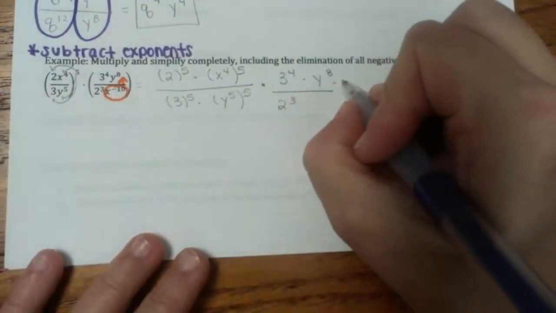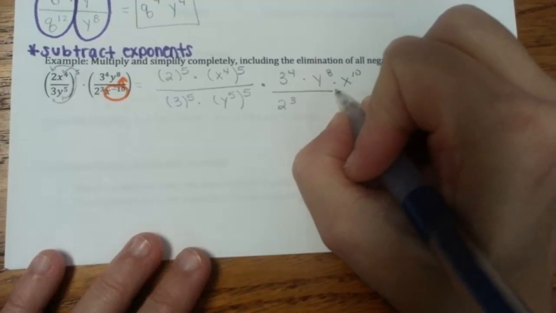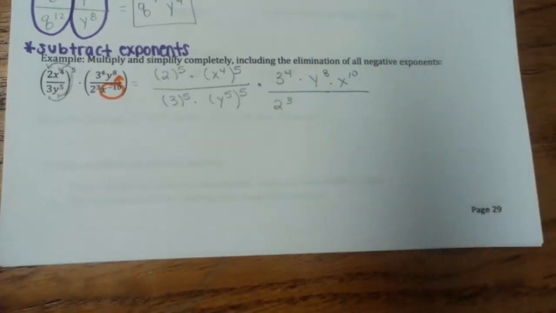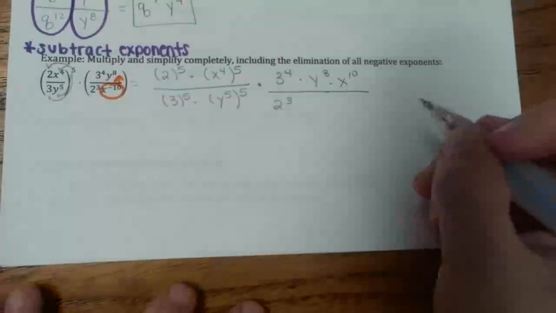So now that x to the 10th will come up top and become a positive exponent. So positive x to the 10th. Flipping it from the bottom to the top will make it a positive exponent. All right, so let's simplify this a little bit.